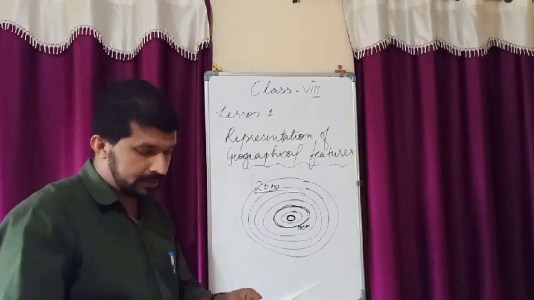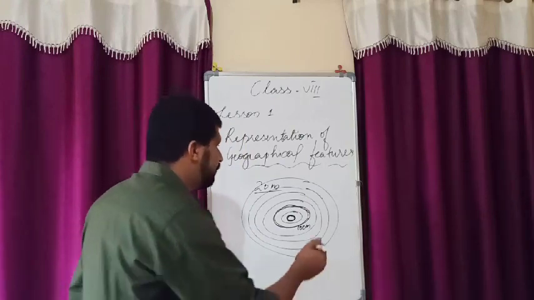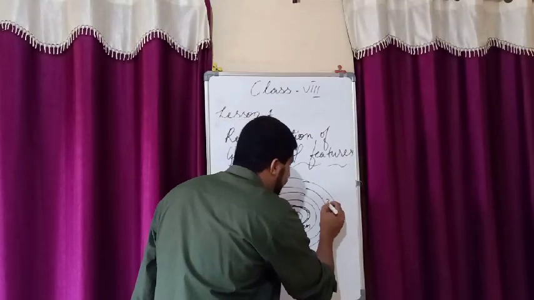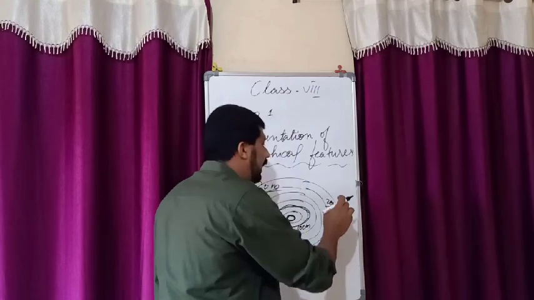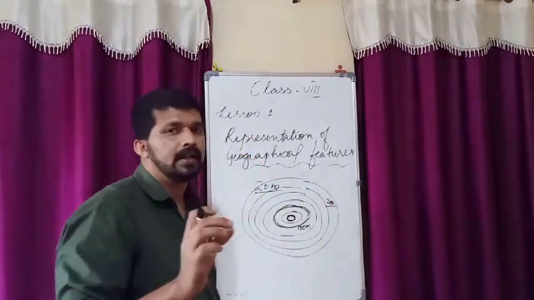Then the second characteristic is its interval. The space between two contours, we said, is 20 meters, and that itself is known as its interval.